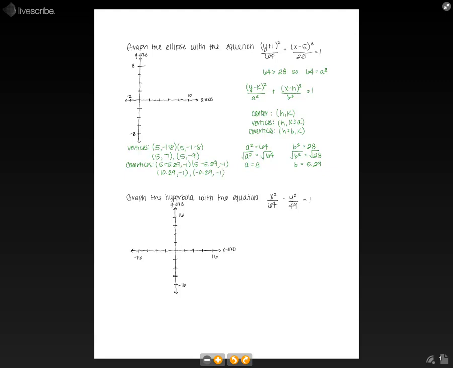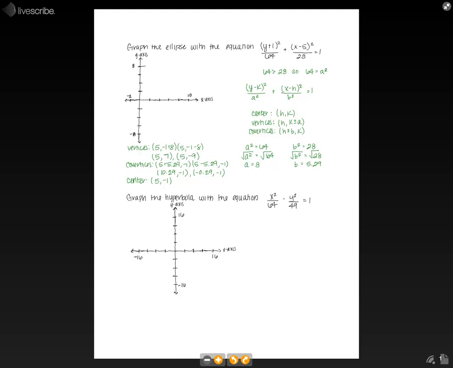Now the last thing we need is the center. That's the easiest part. The center is just h comma k. If we go back to our original equation, we can see that h is going to be 5 and k is going to be negative 1. So our center is just 5 comma negative 1. Now we're ready to graph.